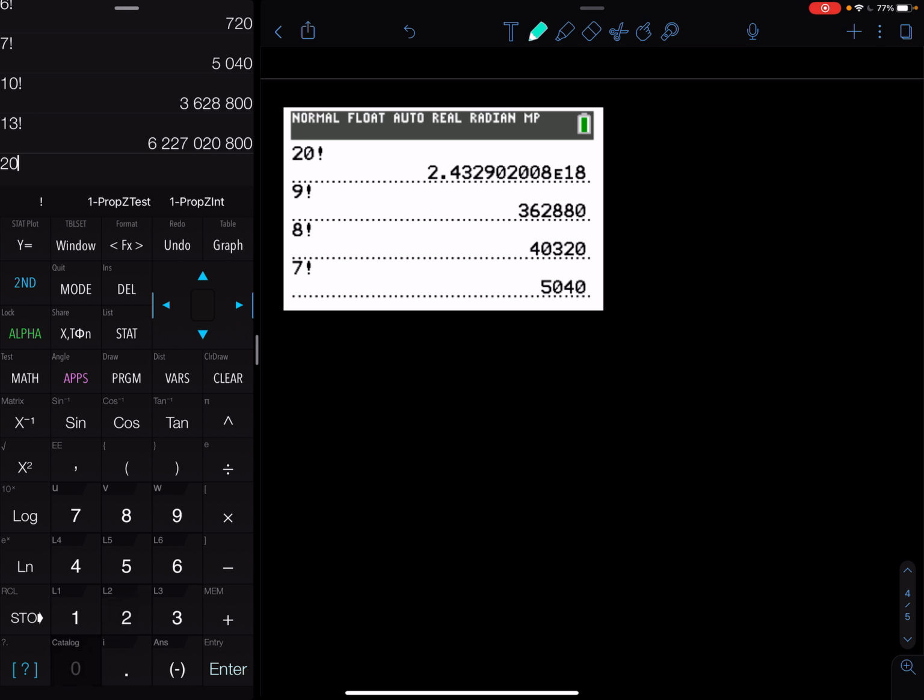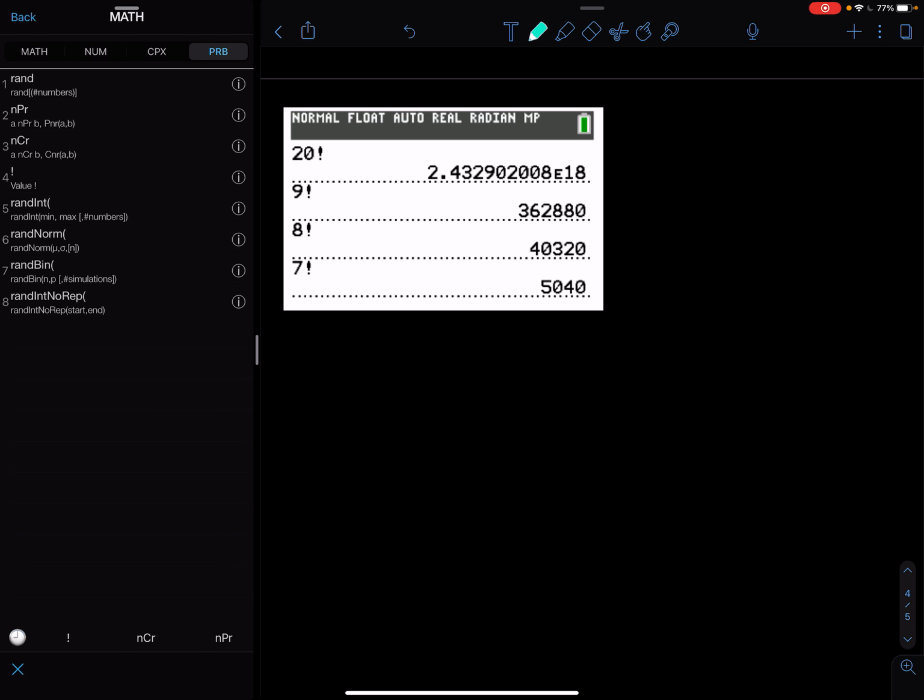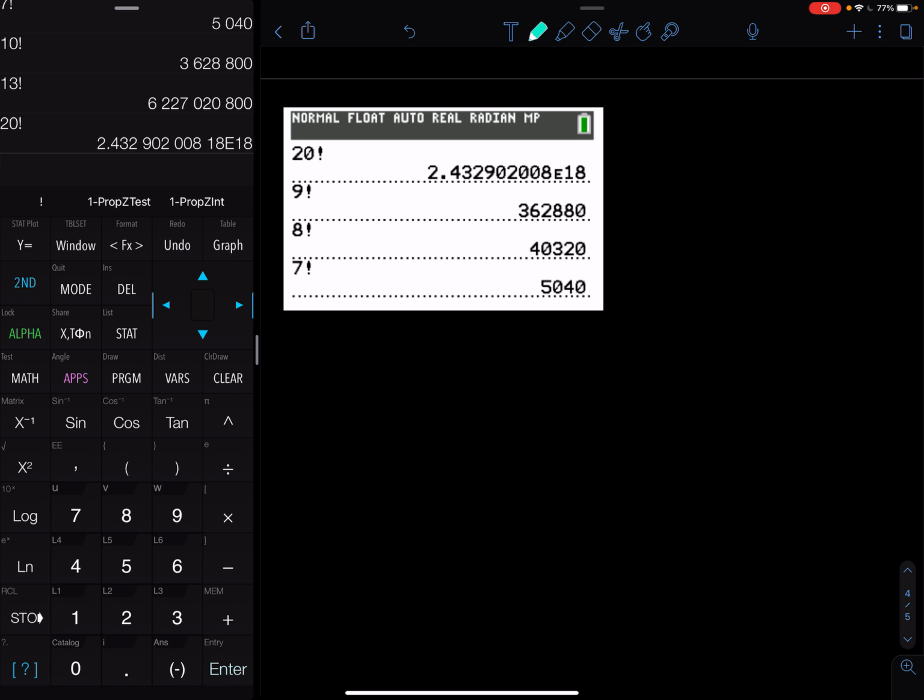So 20 factorial: math, PRB, and then factorial. This one, you have an E at the end of your answer. What does that mean? This is a scientific notation. This one right here. So this is called a scientific notation.